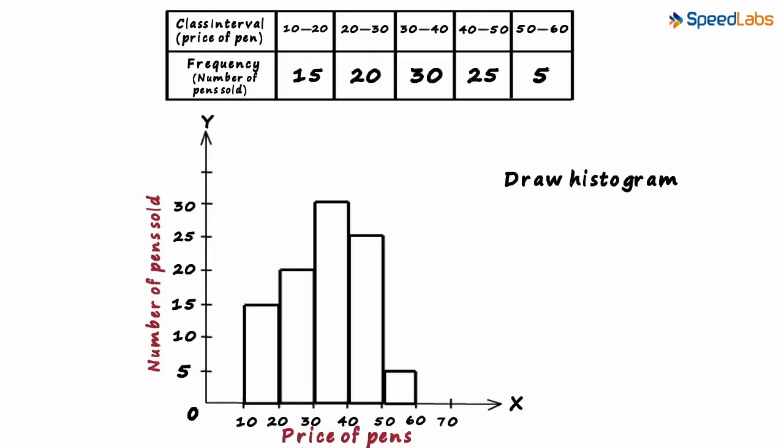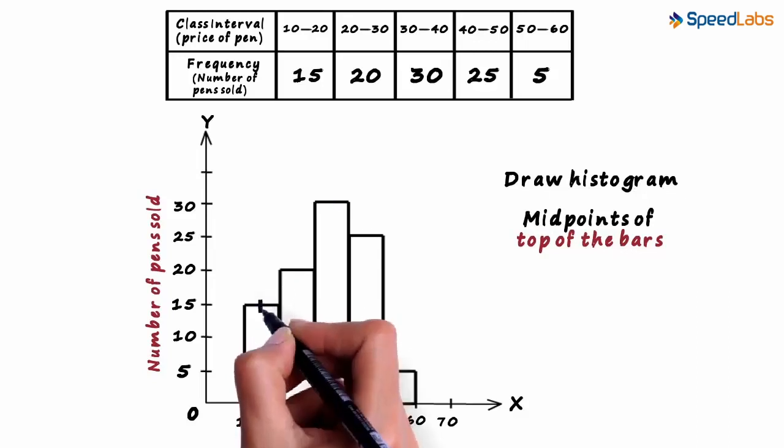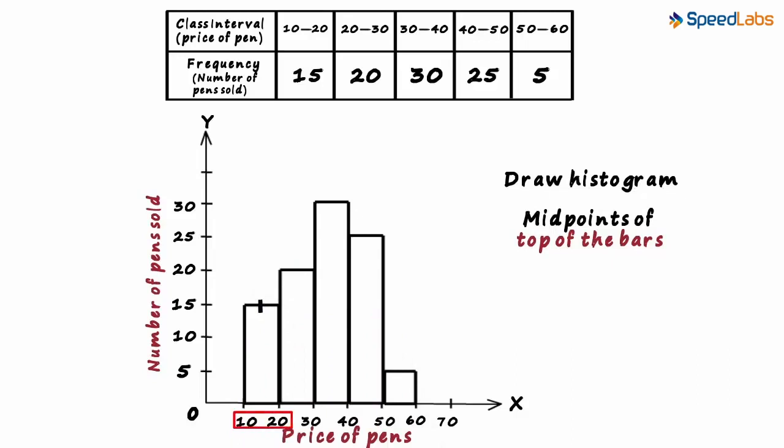It's very simple. The first thing we have to do after drawing the histogram is mark the midpoints of the top of the bars. How do we do that? The midpoint of the top of the first bar is here, right between 10 and 20. The midpoint of the top of the second bar will be here, in between 20 and 30. And in the same way, we mark the midpoints of the other bars.